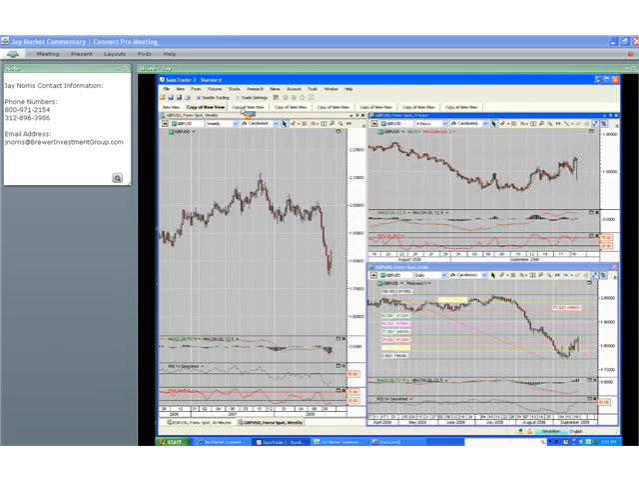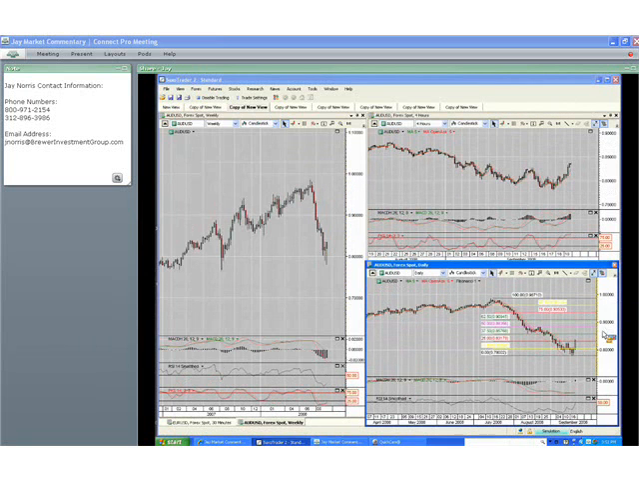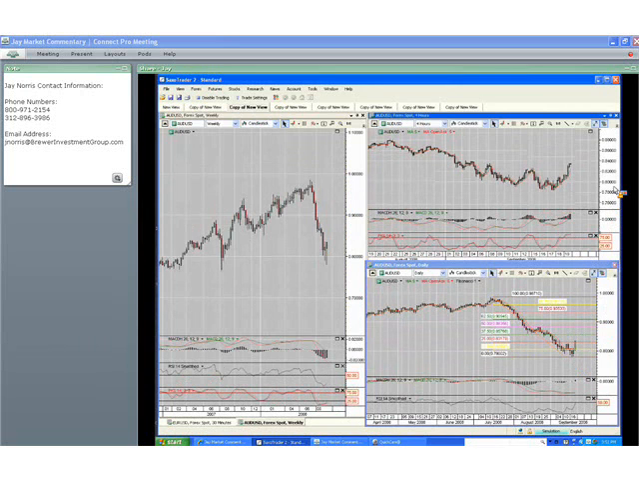Next market, the Australian dollar. We finally got a bounce out of the Australian dollar. The Aussie was really lagging. Yesterday it matched the day before's low, and finally we got a nice recovery rally out of that.